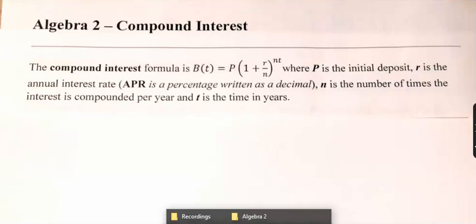Algebra 2, compound interest. The compound interest formula is B of t equals P times (1 plus r divided by n), all raised to the power nt. P is the initial deposit, r is the annual percentage interest rate, we call APR, and that is written as a decimal. n is the number of times the interest is compounded per year, and t is the time in years.